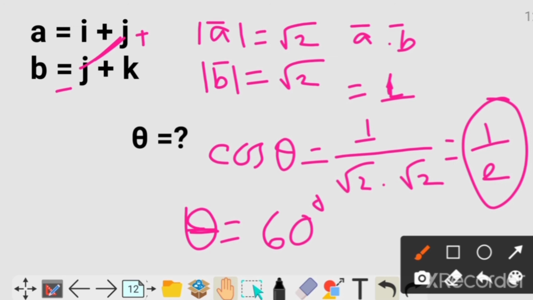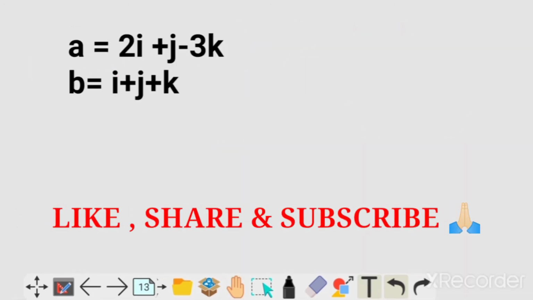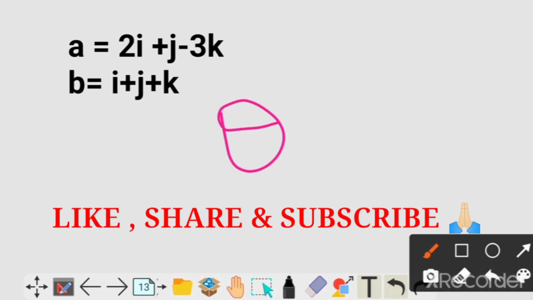Okay, now as it is clear, there is a home task for you, and you have to comment the answer in the comment section. So this is your home task, and you have to find the angle between two vectors, that is theta.